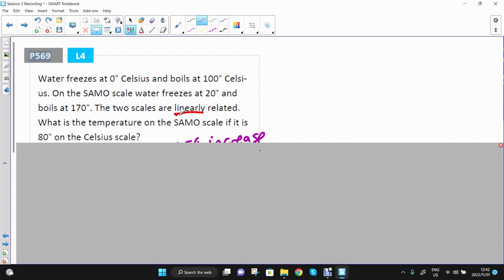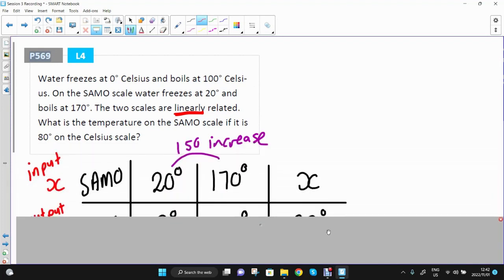So the first thing that we need to understand is, what does this word mean? Linearly. If they are linearly related, that means that the increase on your SAMO scale from one degree to the other will be directly relatable, or directly proportional, if you want, to your increase on your normal Celsius scale. So to draw this out, I am going to use a table to explain this to you.